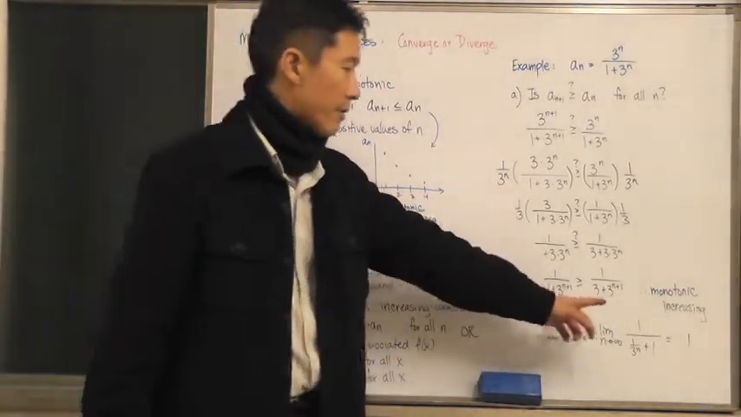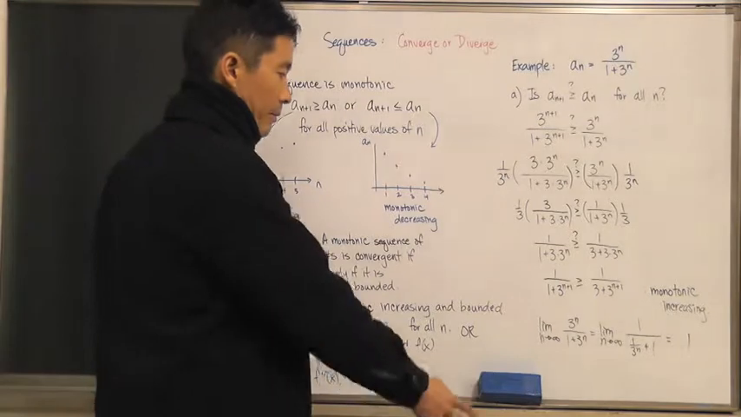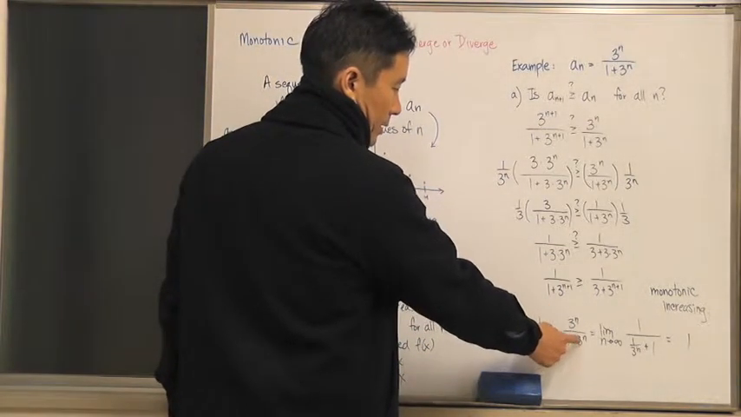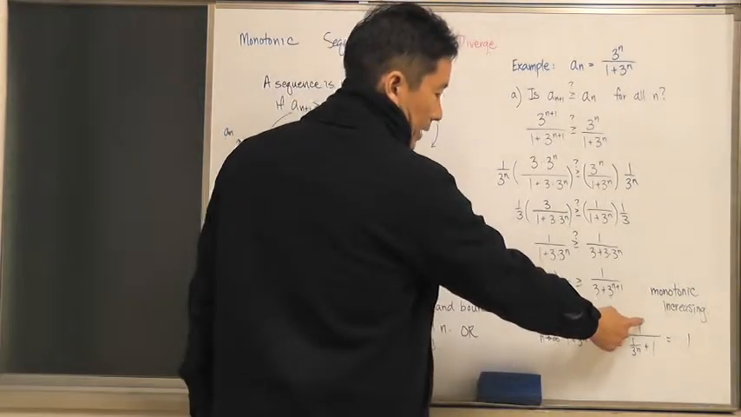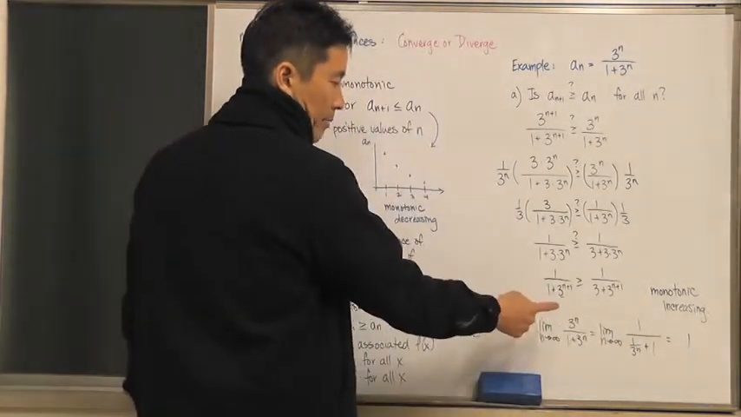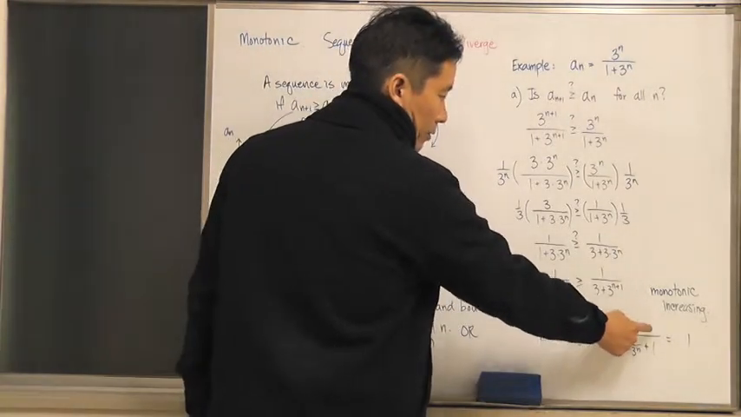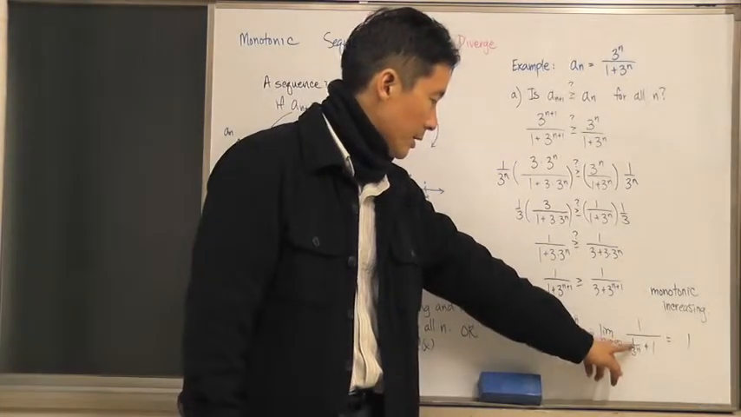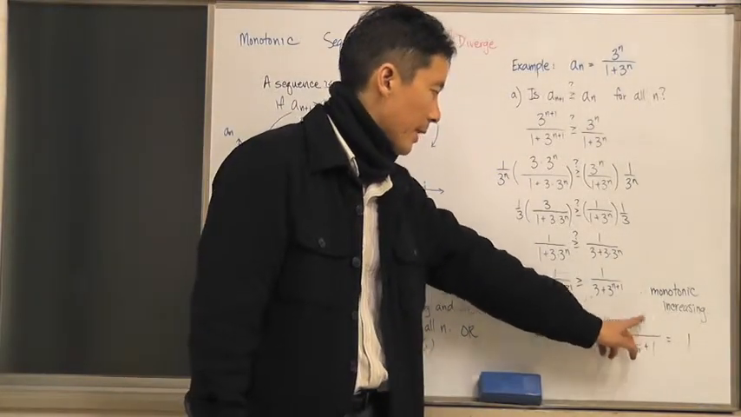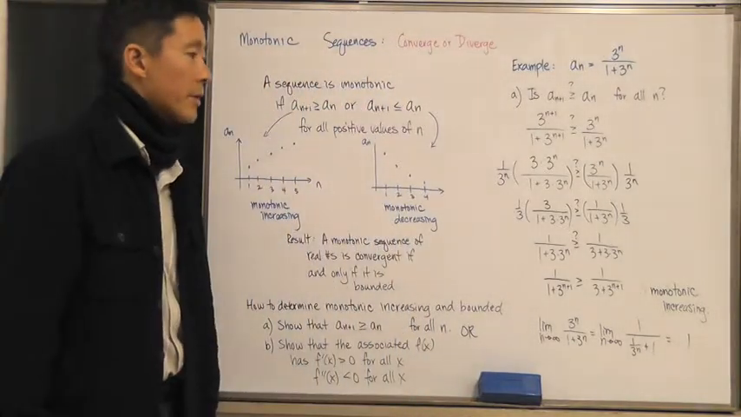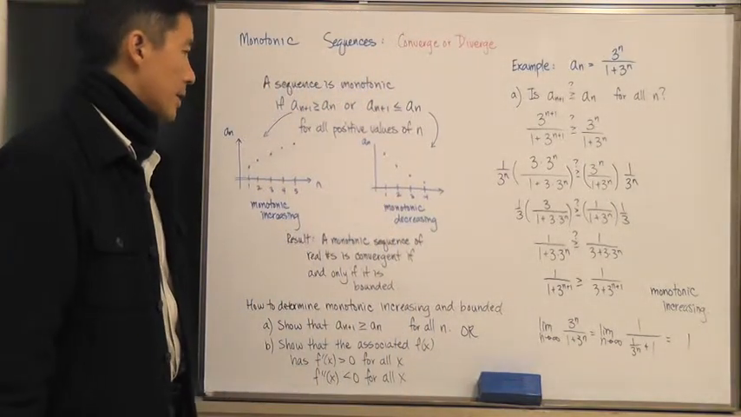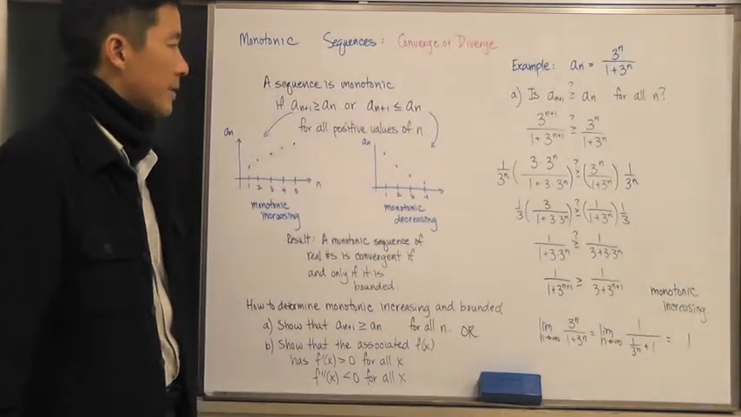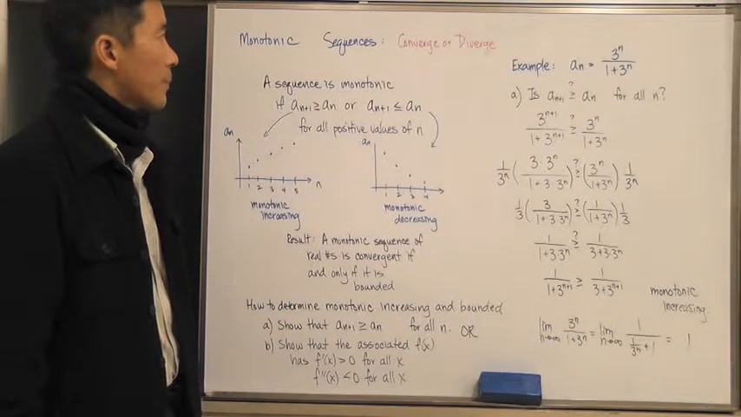Now, if we wanted to find out what it is bounded by, we can say that the limit as n approaches infinity of 3 to the n over 1 plus 3 to the n is the same thing as dividing all the parts by 3 to the n over 3 to the n. So that's 1 divided by 1 over 3 to the n plus 1. Of course, as n approaches infinity, this 1 over 3 to the n approaches 0, and I come out with 1. So it is monotonic increasing, and it is also bounded, therefore it's convergent. Okay, and so there you go. That's what we have for that example.